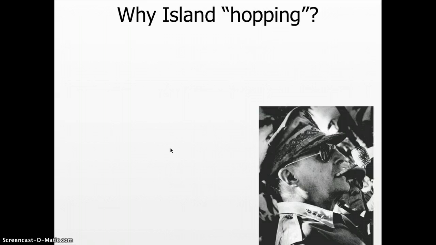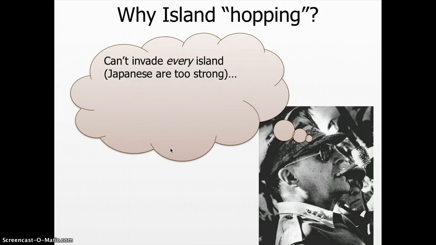Now, the really important thing about island hopping is the word hopping, and sometimes students misunderstand what it means, so I wanted to take a minute to be really clear about why they use this method of island hopping. So as Douglas MacArthur realized, it would be almost impossible to invade every single island that the Japanese controlled. First of all, there's a lot of islands out there. The Japanese army was very strong and dedicated. They would, in many cases, as you'll see on Iwo Jima, fight to the death. And it would just be a long time and a lot of dead American soldiers if they took every island.